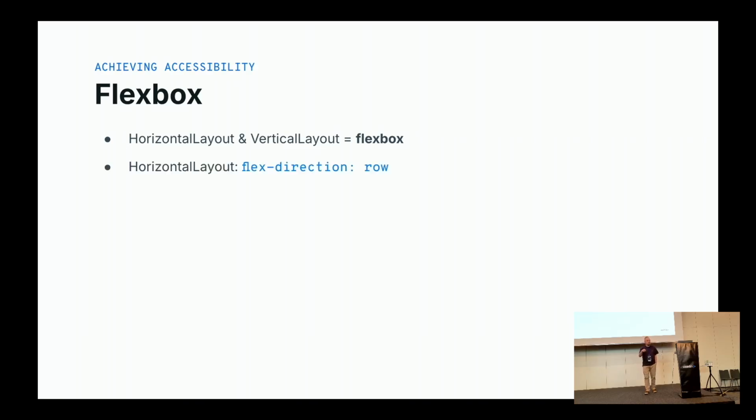The great thing about Flexbox and Vaadin is that horizontal layout and vertical layout are actually Flexbox containers. They're just a nice API on top of Flexbox. This means that, for example, horizontal layout is a Flexbox container with flex direction row. So this is just plain CSS. And there's a typo, it should say vertical layout. Vertical layout is a Flexbox with flex direction column.